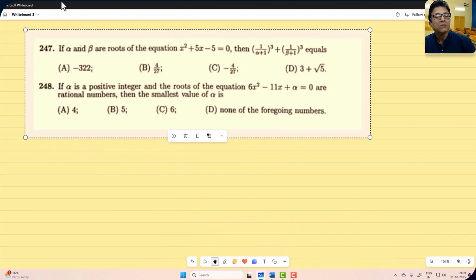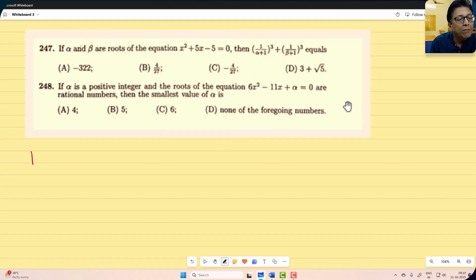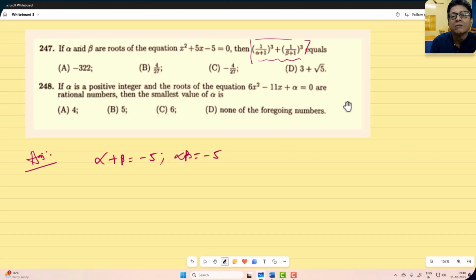Okay. These are the sums taken from the same book, 247 and 248. So let me answer number 247 first. Alpha and beta are the roots of the equation, then the sum of these two. I have taken this simple sum just to explain the method. If you write here that alpha plus beta is minus 5, alpha into beta is minus 5, and then find the sum here, you can do it definitely, but it doesn't look good.